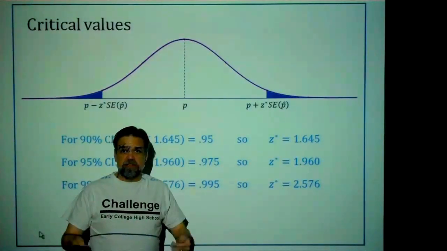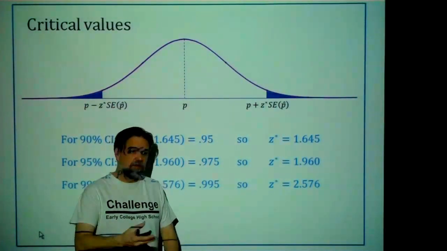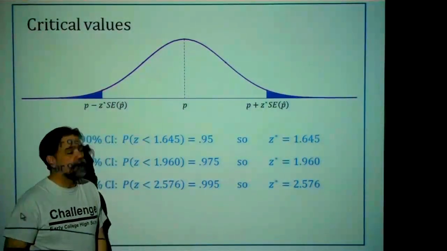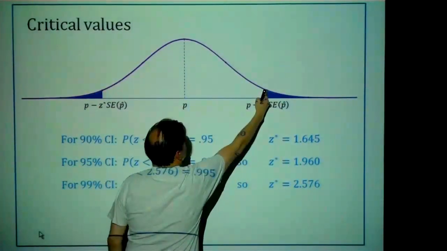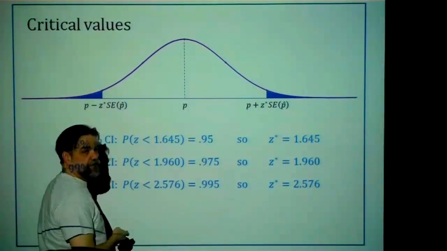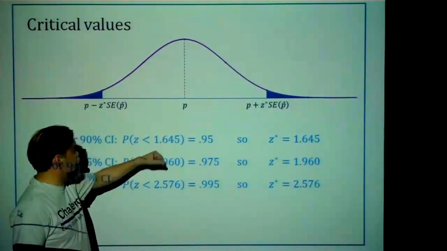You can do this with most calculators. It's some sort of inverse normal function where you put in the probability that it's less than that, and it will give you the Z-score. Okay? So that's where that came from.